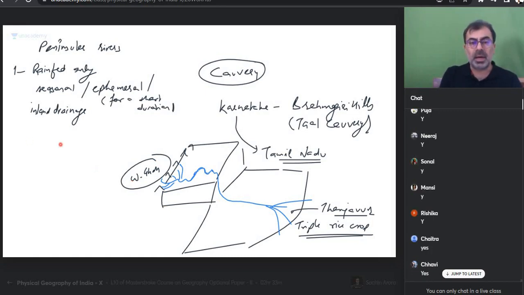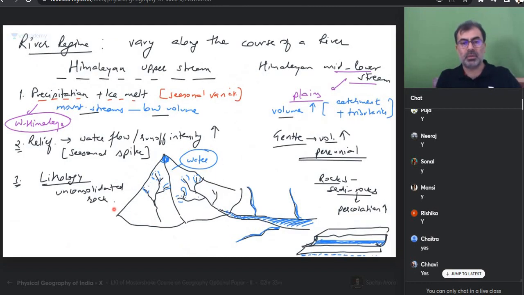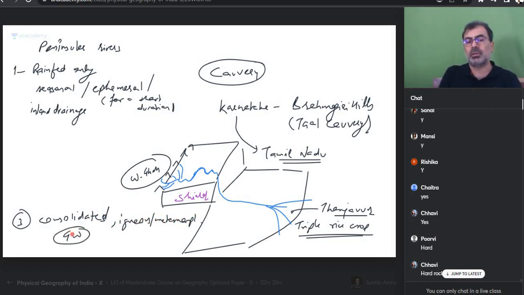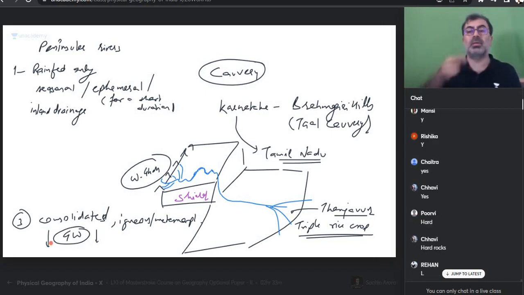But now tell me, when I am on a shield, point number 3. Lithology consists of unconsolidated rocks or sedimentary rock? No. Lithology consists of consolidated rocks. Consolidated means all the sediments have got stuck together. There are no gaps, no cracks. Igneous, metamorphic. What will happen to the groundwater? Low. So when the rain doesn't happen, will the river dry out? Will the river dry out?